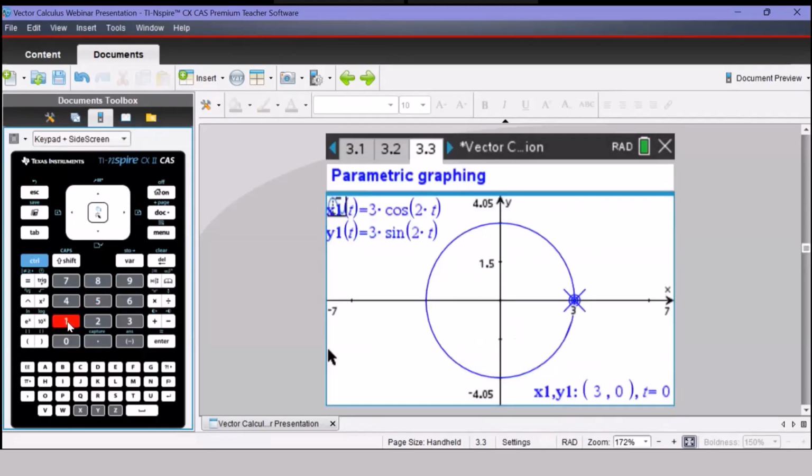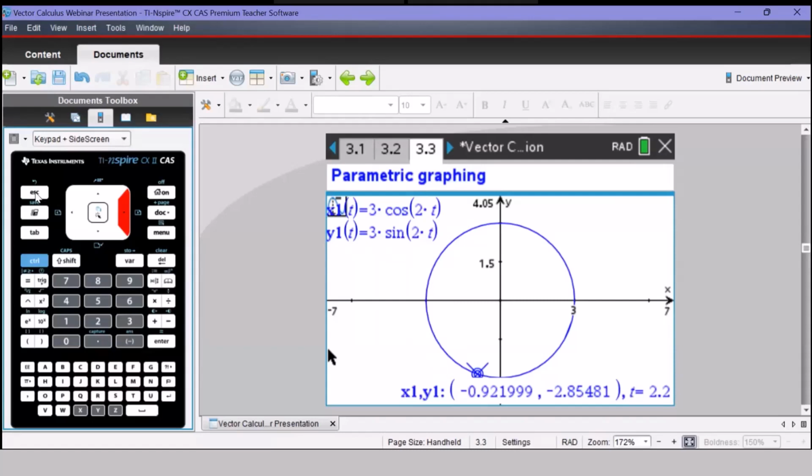But here, this tells you where the particle starts. So it starts at the coordinates (3, 0), and then by pressing the arrow to the right on the navigation pad, we can see that this particle is traveling in an anti-clockwise direction, and it gives you the particle's coordinates at a particular time t.